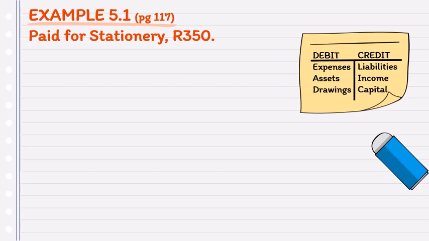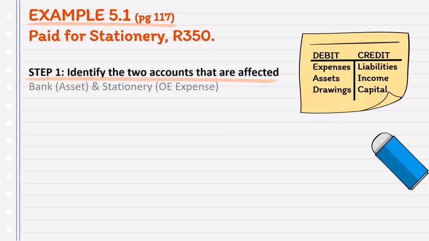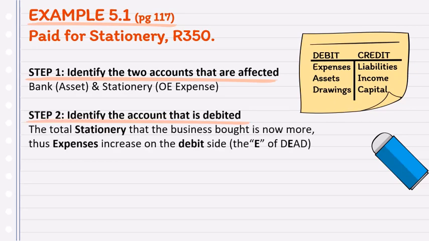Okay, example 5.1. If we pay for stationery, then the two accounts are bank and stationery. Stationery is an owner's equity expense. In this case, we paid, so bank decreases. And we know that bank decreases on the credit side. So stationery is the debit. And the reason why is because expenses increase on the debit side.